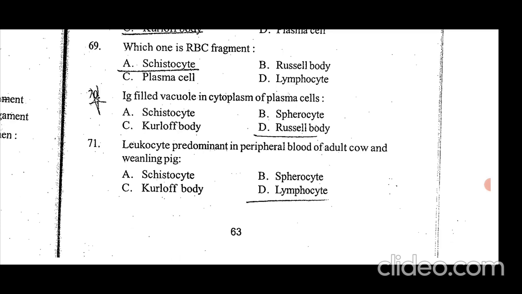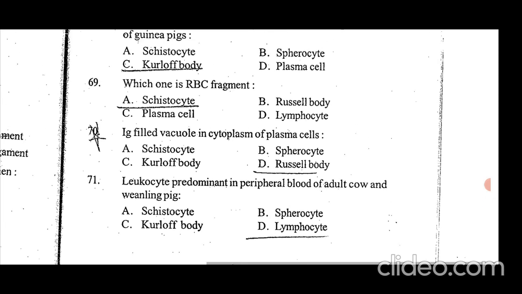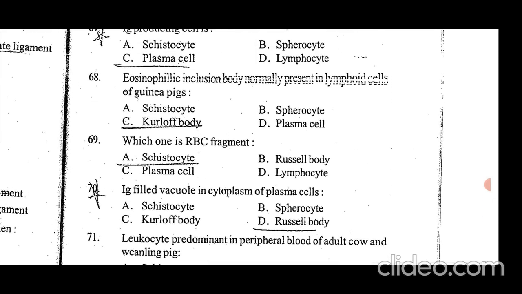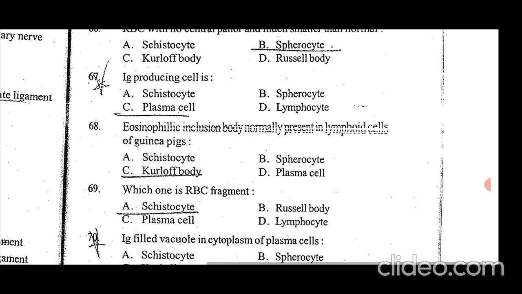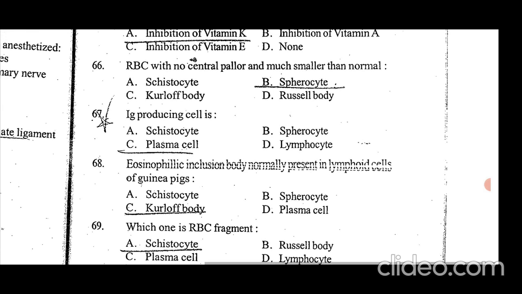And schistocyte is a fragment of a red blood cell. Kurloff body is the eosinophilic inclusion body normally present in lymphoid cells of guinea pigs. It is mostly reported in guinea pigs. Plasma cells give rise to immunoglobulins.